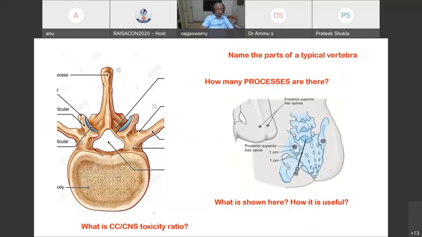Okay, so the dose required to produce the CNS toxicity compared to the dose required to produce cardiac toxicity is called the toxicity ratio. So there is a very important message that you should know. What is the toxicity ratio for lignocaine and what is the toxicity ratio for bupivacaine? Why is bupivacaine considered a more dangerous drug?